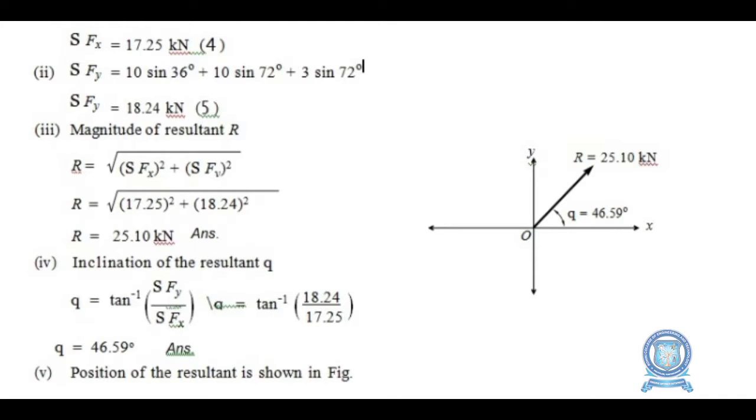Okay. The location of the resultant is given in the diagram. Since both the horizontal and vertical components are positive, R is moving towards the first quadrant, and the angle of the resultant is 46.59 degrees. So hence it is marked as 46.59 in the diagram. This is the location of the resultant.